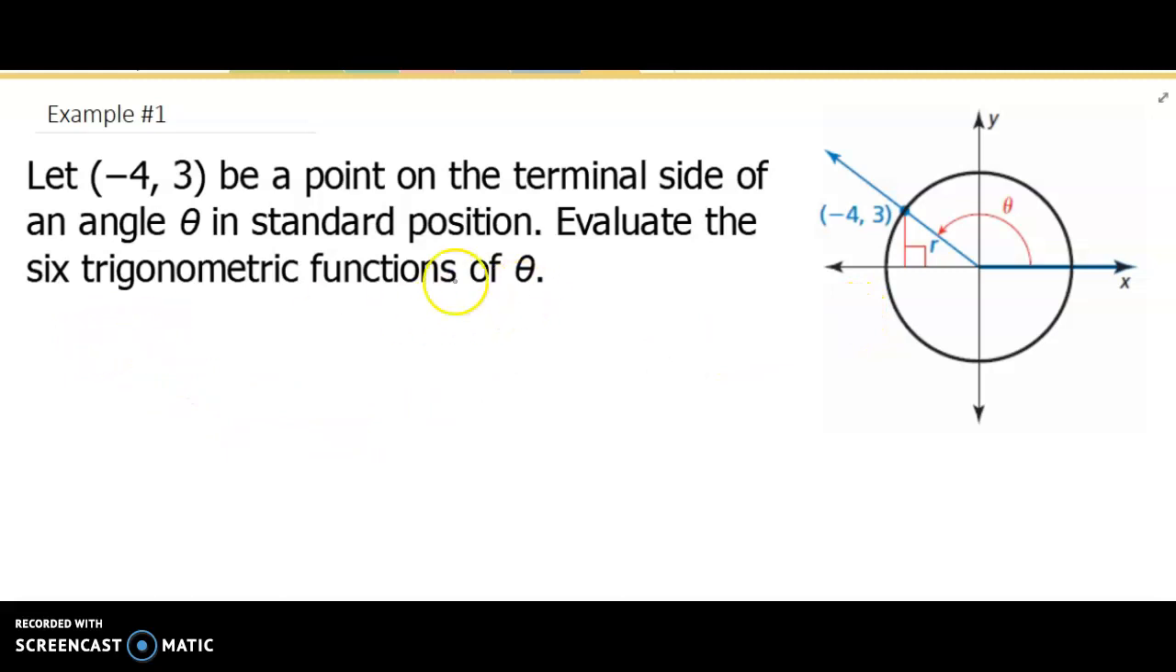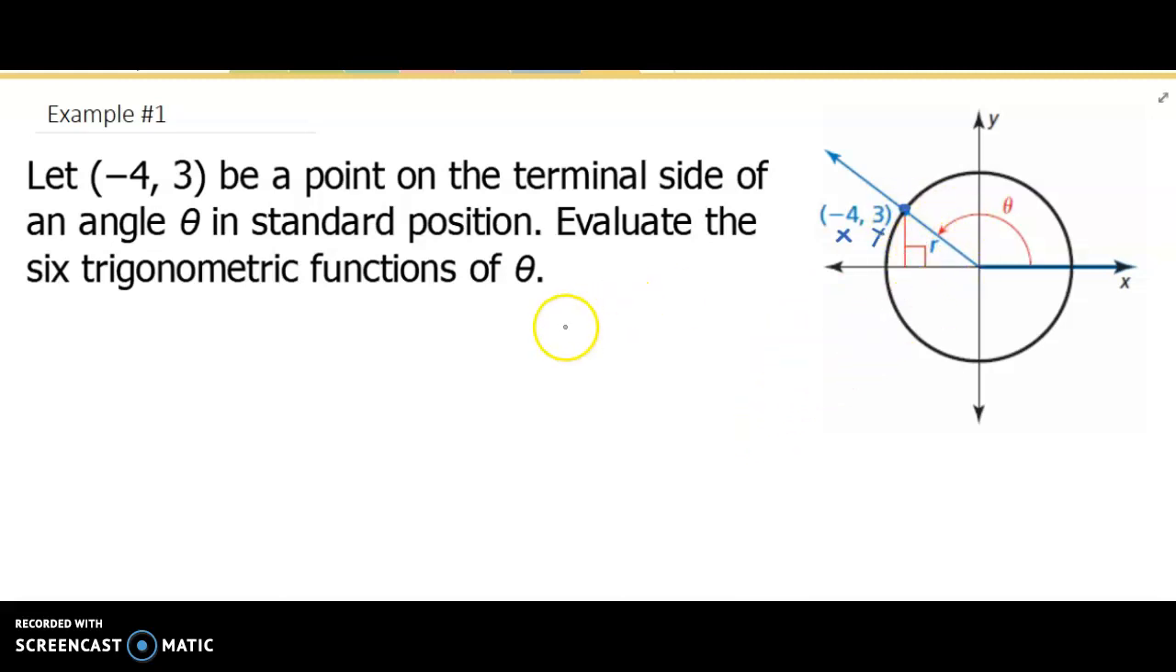So we want to find the 6 trigonometric functions of this theta here, which is in standard position. So here's my initial side, and then here's my terminal side, and we know this point, -4, 3, is on the circle. So this is my x coordinate, this is my y. So when we're talking about x and y, -4 is my x, my y is 3.